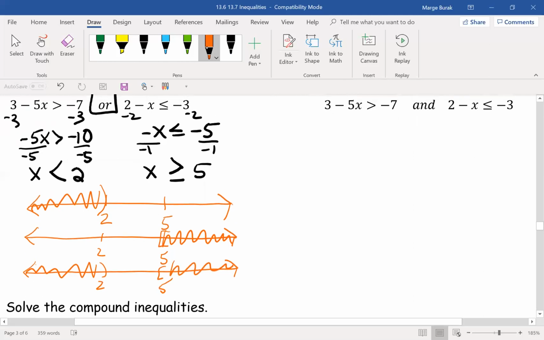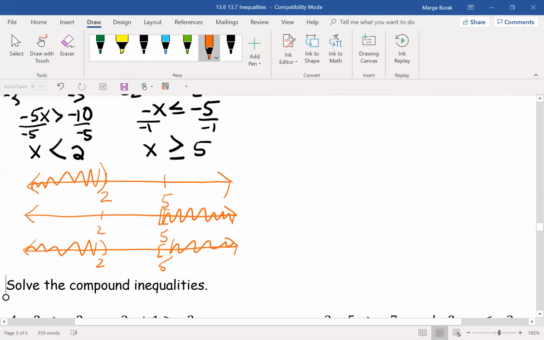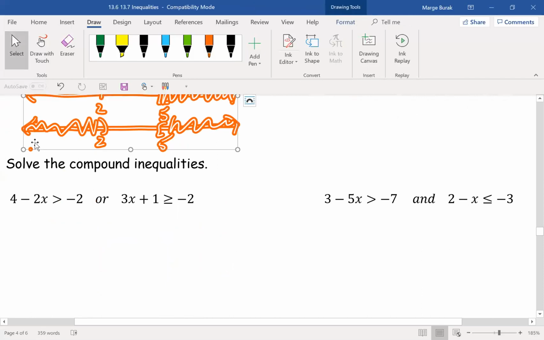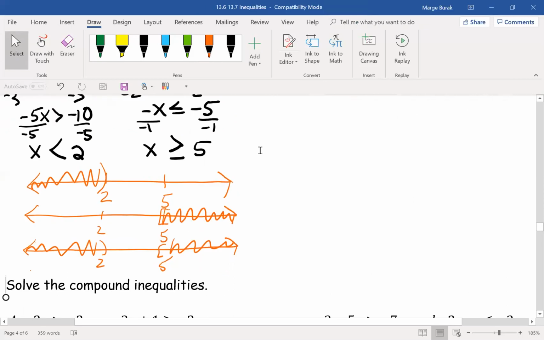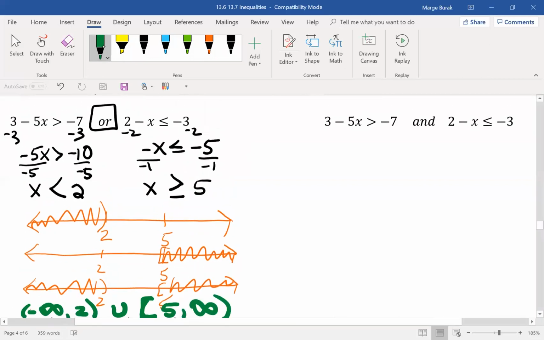And how do I write that with interval notation? I'm out of room. Let's see. Oh, goodness, I'm so sorry. All right, I'm just going to stick it in here. So this is going to be negative infinity to 2 open, union, whoops, brackets, because that's including 5, to infinity. There, sorry about my unpreparedness on that.